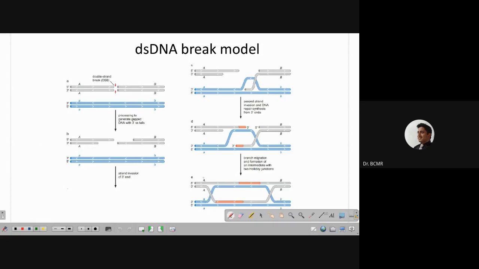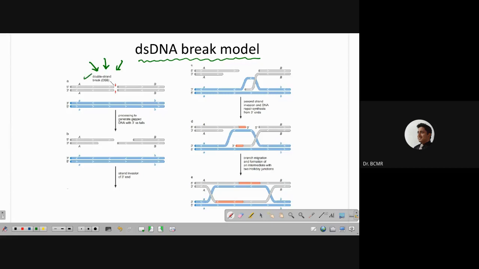So to start, the double strand break model is the most accepted model in the current day, because it has an explanation of how double-strand DNA breaks can be made. It could be an accident, it could be induced by chemicals, or it could be done by some proteins. We will see them. So the first step is to have a double-strand break.